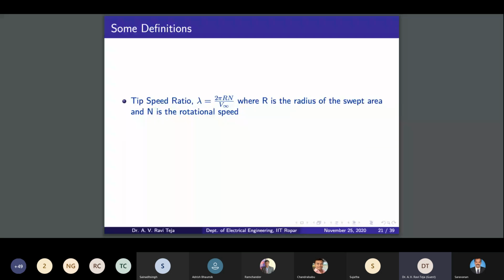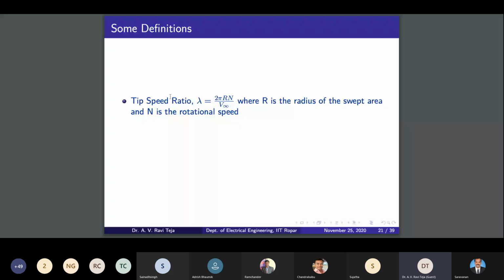Now we'll see some definitions. Tip speed ratio. This is defined as 2 pi R N by V infinity, where R is the radius of the swept area of the turbine and N is the rotational speed of the turbine. And V infinity, as I told previously, is the free wind velocity without any obstacles. That is the wind velocity. And this 2 pi R N is also a kind of velocity, but it is the velocity felt at the tip of the blade.